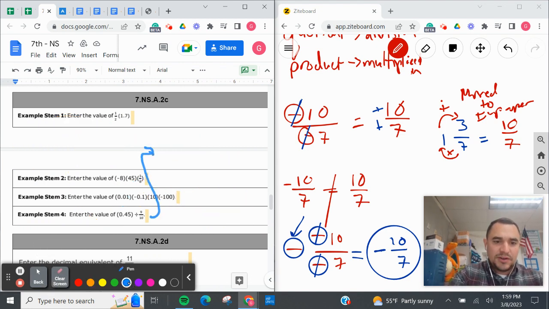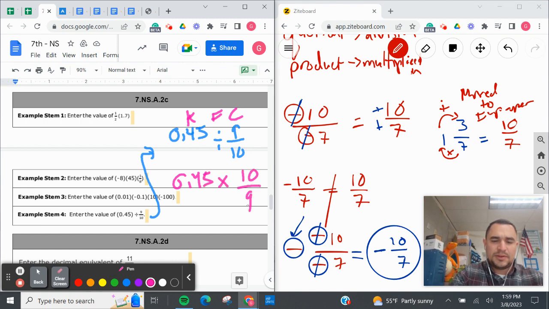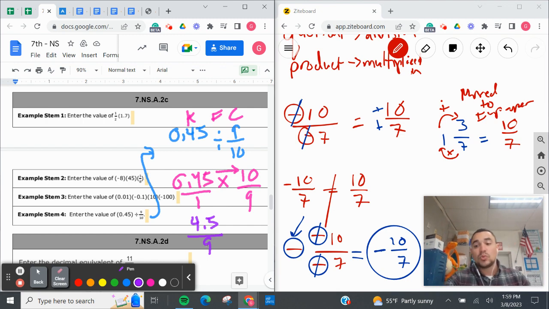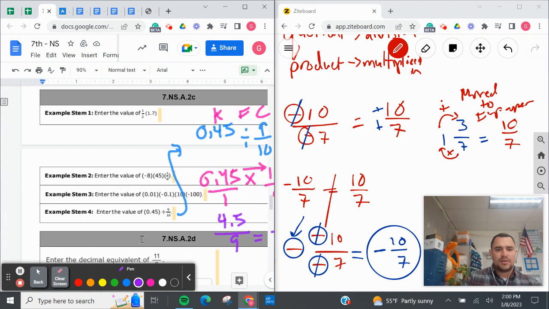We have right here 0.45 divided by 9/10. Do not forget KFC: keep, change, and flip. So what you're going to do here is multiply 10 times 0.45. That is over 1, everything's over 1, and that is going to be 4.5 divided by 9. So now we want to see what that's going to equal. 4.5 divided by 9, that's half. That is 1 half. It should be 1 half. Why, unless I'm blanking out.